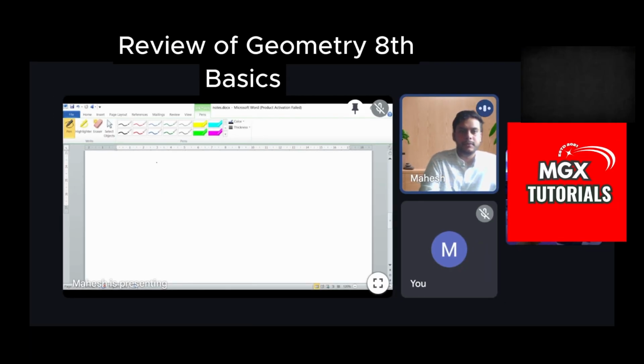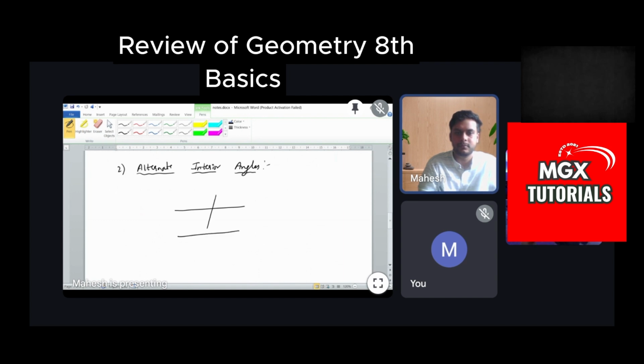So next we have the most important one now: alternate interior angles. What is the meaning of interior? Inside. What is the meaning of alternate? Correct. Now see here, two parallels. This is the interior side, and this will be the exterior. This will be interior. If this is 30 degrees, this also will be. This is what is called an alternate interior angle.